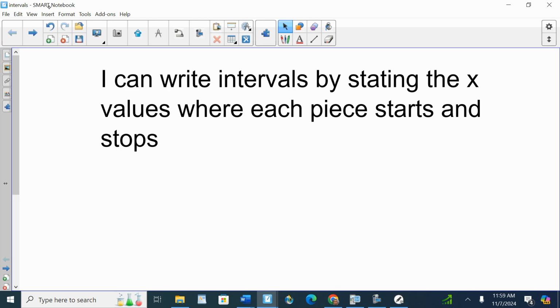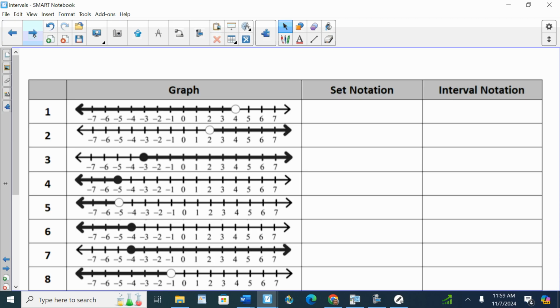We're going to do both set builder notation and interval notation, although my go-to is going to be interval notation, so let's start with that. For interval notation, I'm always looking from left to right where each piece starts and stops. I'm all the way out here at the left right now. Is there a graph out here at the left? Yes. So I'm starting at negative infinity.